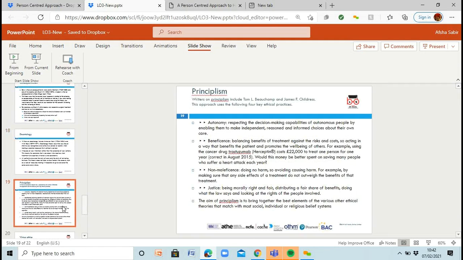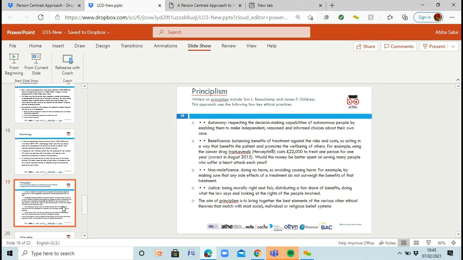Then we've got principalism. So the writers of this were Tom L. Beauchamp and James F. Childress. Now, they focused on four key issues. Autonomy is the first one, where they respect the decision-making capabilities of autonomous people, people who can make decisions themselves. They enable them to be independent, give them information, and let them make their own reasoned choices.